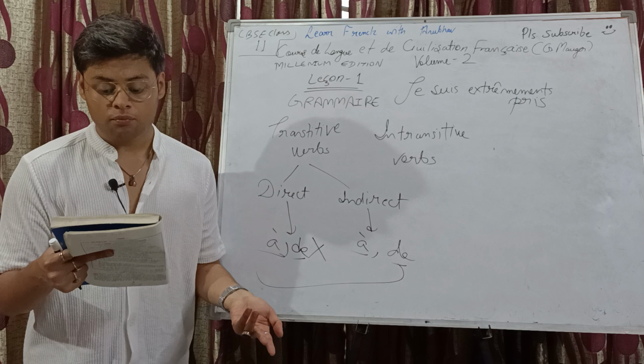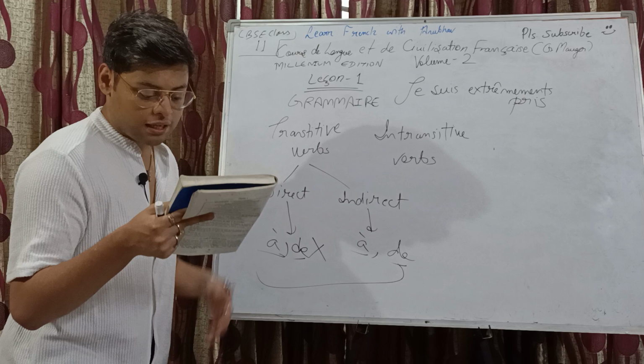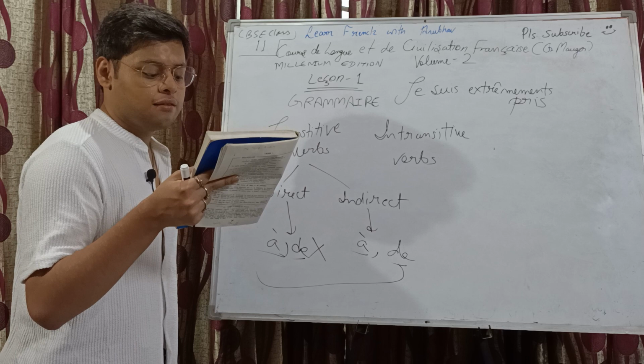Right. So in this way, you can do the entire thing. It's pretty easy. We can move to the next question, question number four. Trouvez dans la lecture trois verbes transitifs directs, un verbe transitif indirect, trois verbes intransitifs, faites une phrase avec chacun de ces verbes.